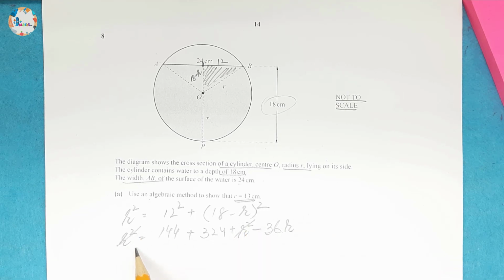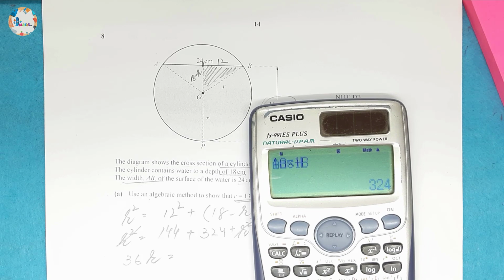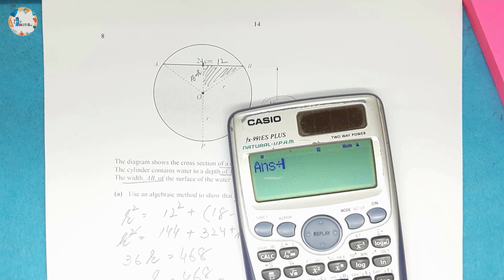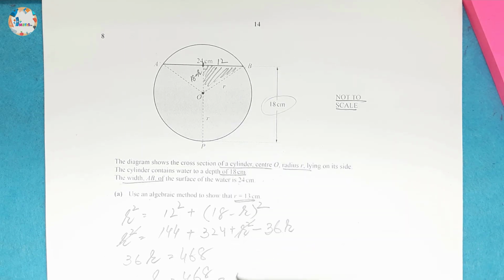Now this r square will cancel with r square, and we can shift the 36r to this side, so 36r is equal to 324 plus 144, which is 468. So r will be equal to 468 divided by 36, and this one divided by 36 will be equal to 13. So this implies r is equal to 13. This is the value which we needed to prove, so we are done.